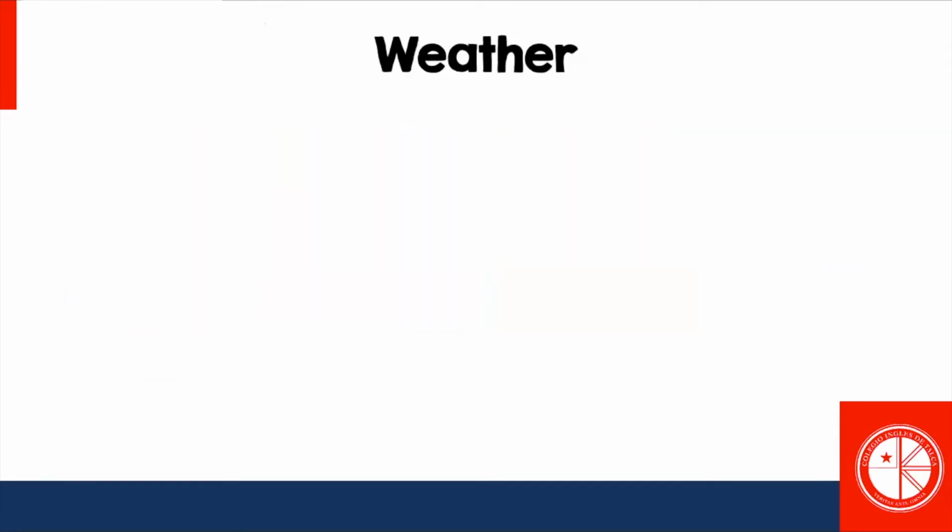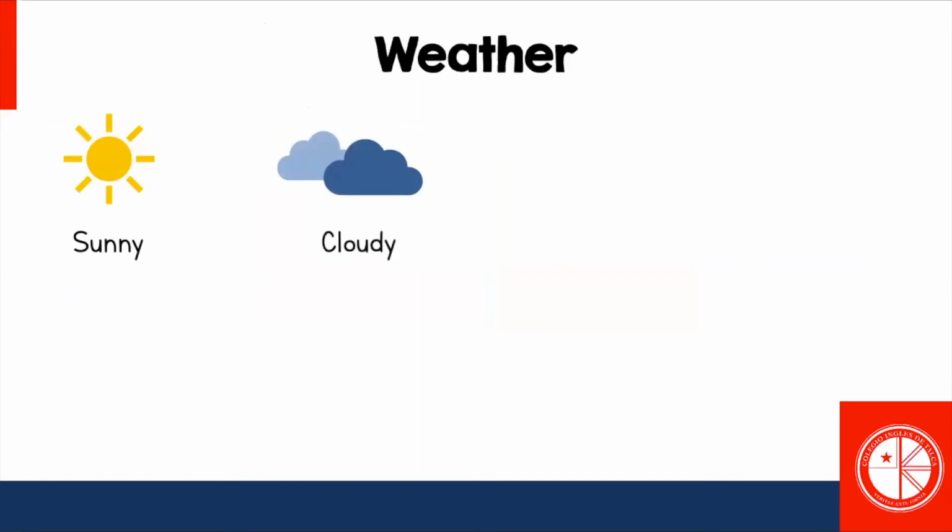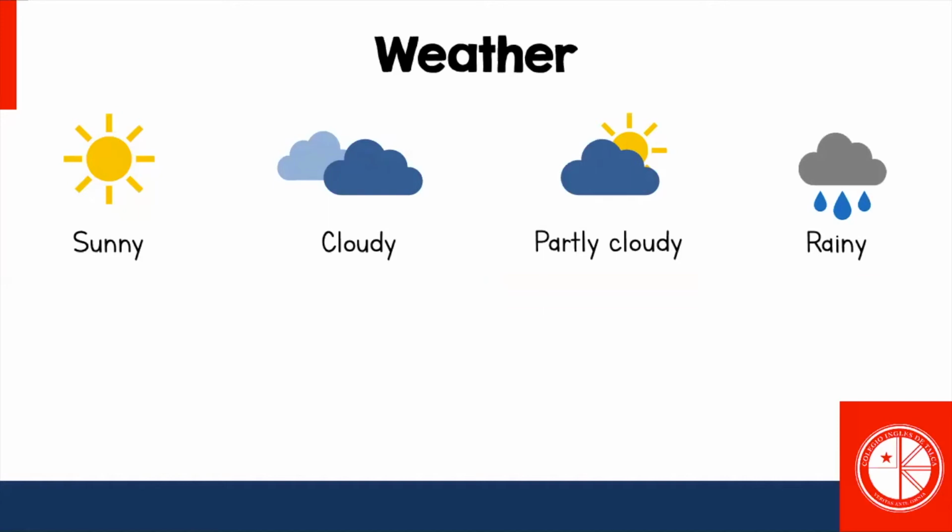We also review the weather. The first one is sunny. We say that a day is sunny when we don't have any clouds in the sky and we have only the sun. We can say the day is cloudy when we only have clouds in the sky. We say that the day is partly cloudy when there are a lot of clouds, but we can also see the sun. We can say that the day is rainy when it showers outside.